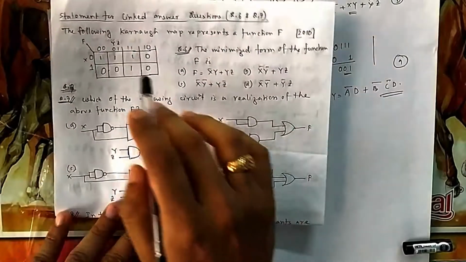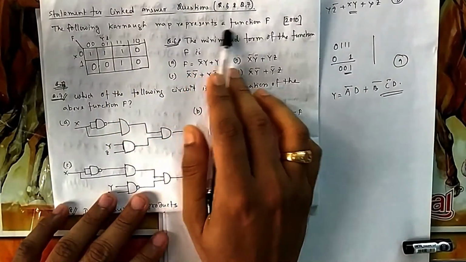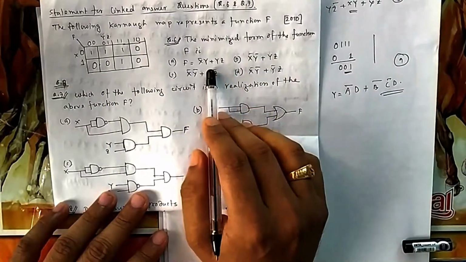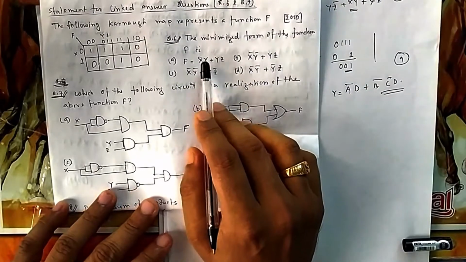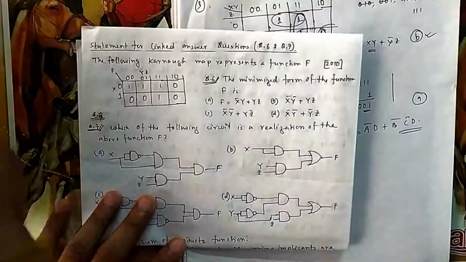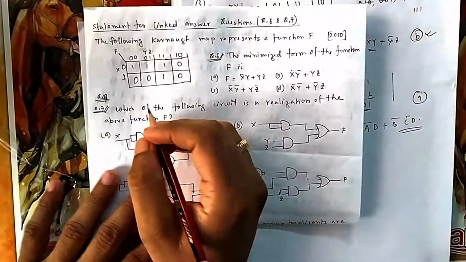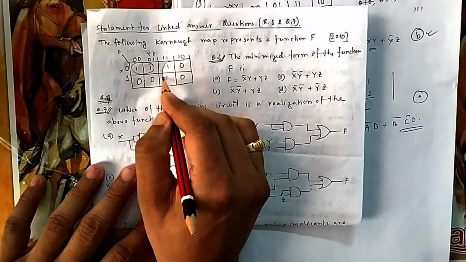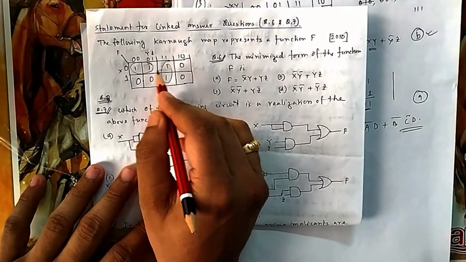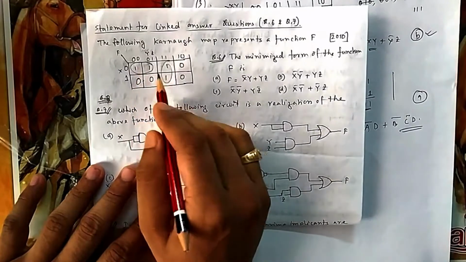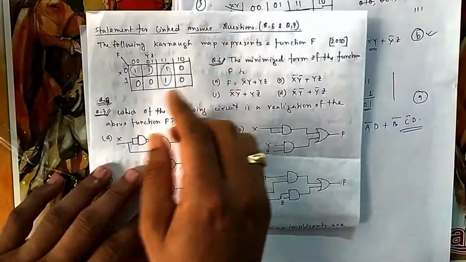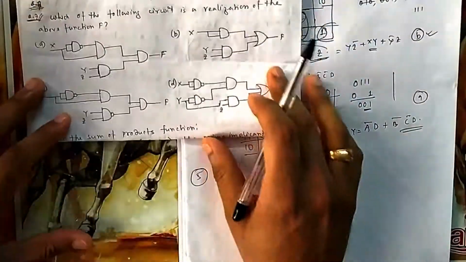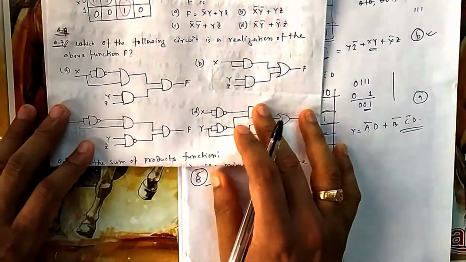Okay, students, in question number 6, what they are asking: the following Karnaugh map represents the function f. The minimized form of the Karnaugh map f is. So if you do its minimized form, you will take either pair or quad, because quad is not possible. So you take this as one pair and this as one pair. You may take this and this also as one pair, but that is redundant, no need. Once all the ones are covered, then it is done. And I told you, the Karnaugh map is not a flat surface, it is a circular surface, from everywhere it is connected. Remember that also.